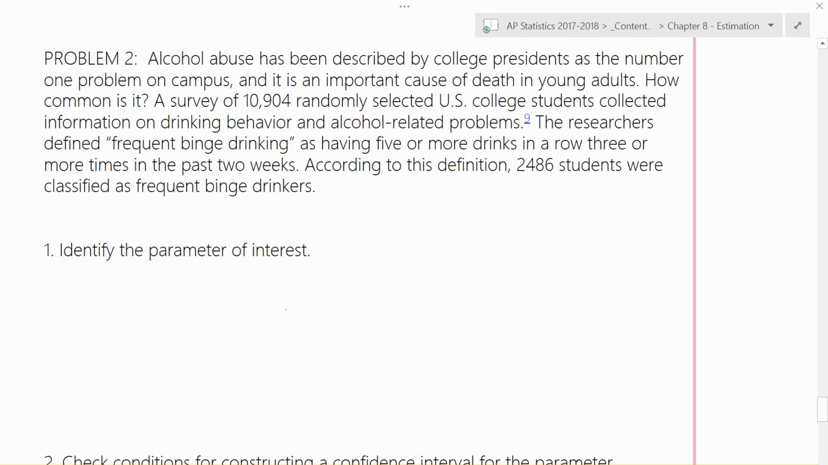Everyone. In preparation for some problems that we're going to do in class, I thought I would show you a complete example of how to do a confidence interval for a proportion based on a word problem, which is pretty indicative of what you're going to see in most of Chapter 8.